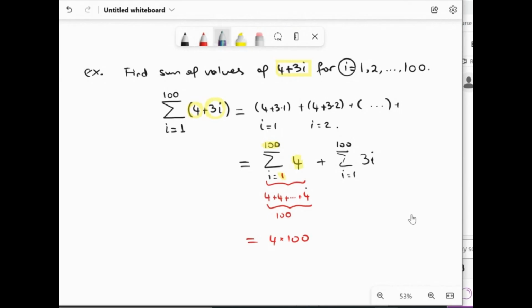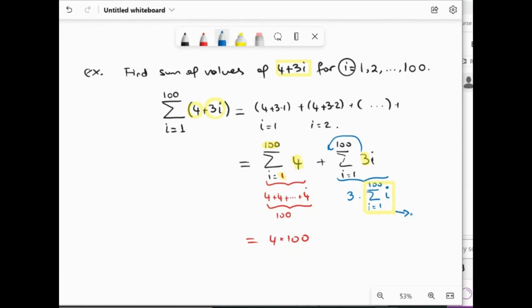Let's look at the second part. So we discussed that if there is some constant number multiplied by each term, we can take it outside, right? Just factor it out. So this is simply 3 times the sum of the numbers i changing from 1 to 100. And we know that there is a formula for adding numbers from 1 to 100, all the consecutive numbers. And we just talked about that formula.